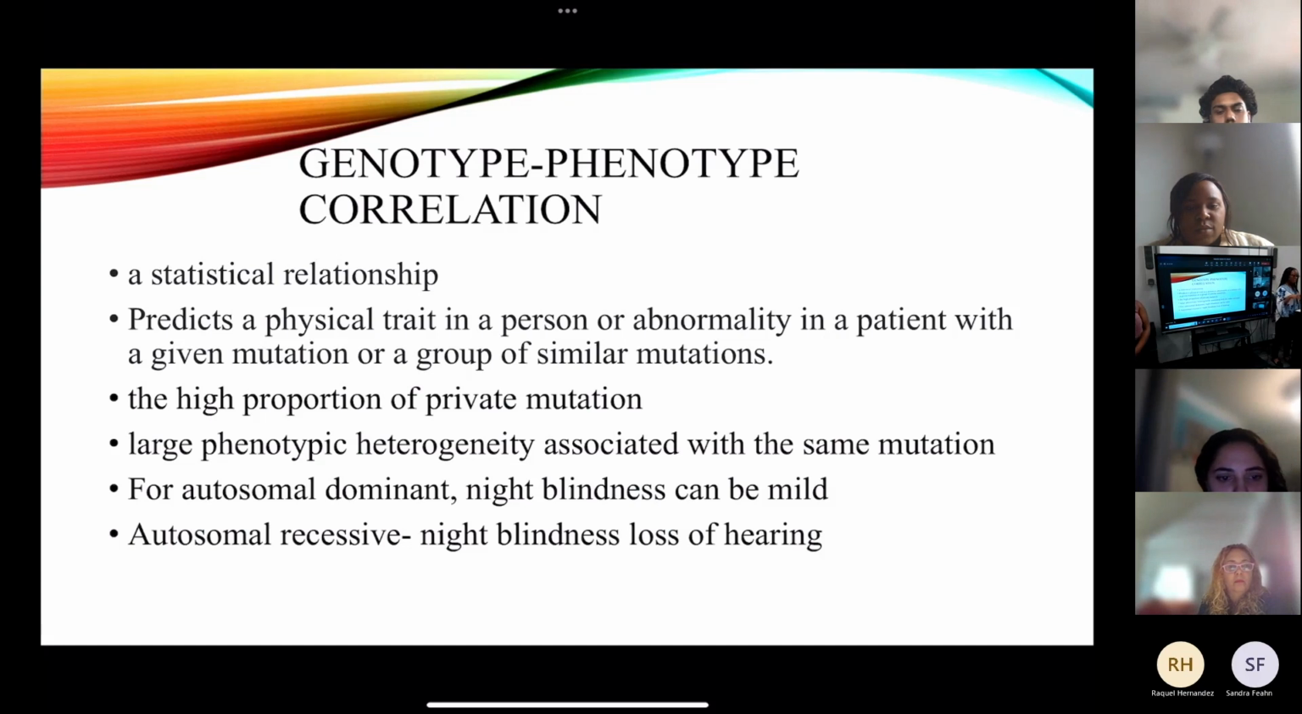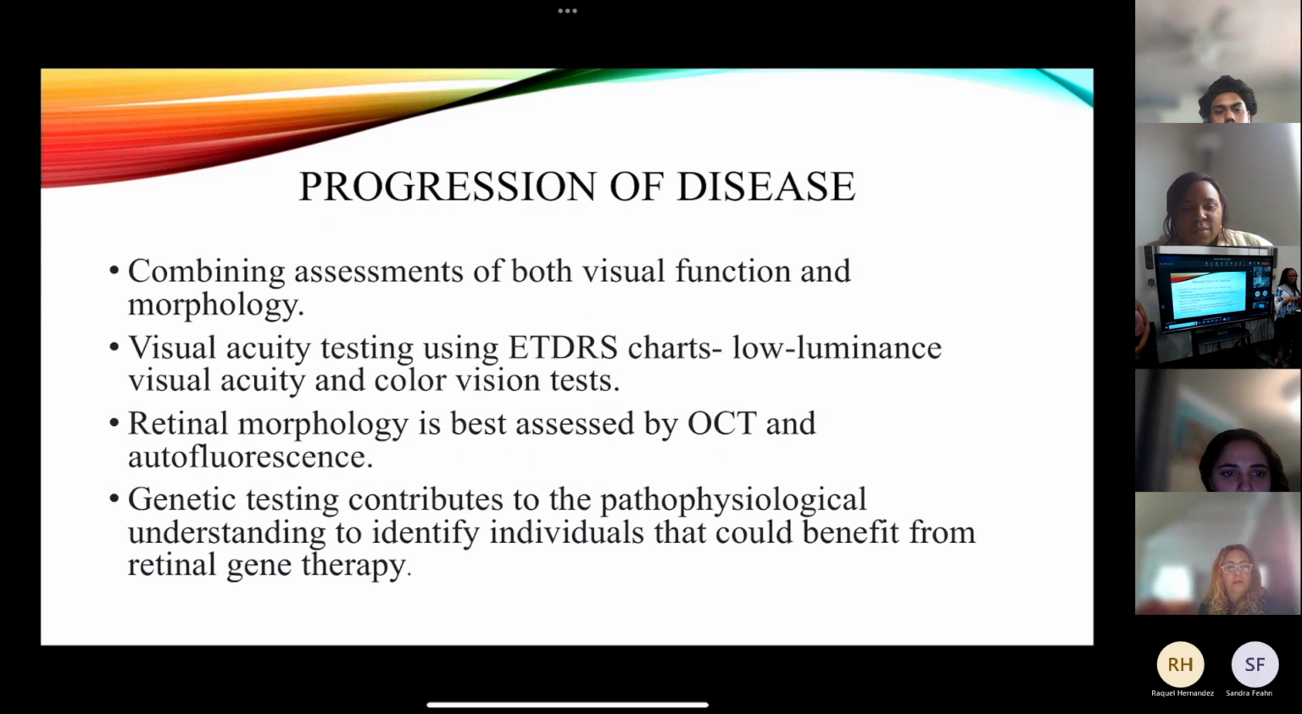For autosomal dominant, night blindness can occur. It is very mild though, whereas in autosomal recessive, night blindness is more common, and loss of hearing also occurs as well. And then for the progression of the disease, it's a combination of assessments of both visual function and morphology. Visual acuity testing uses ETDRS charts, which include low luminance visual acuity and color vision tests. Retinal morphology is best assessed by OCT and autofluorescence.